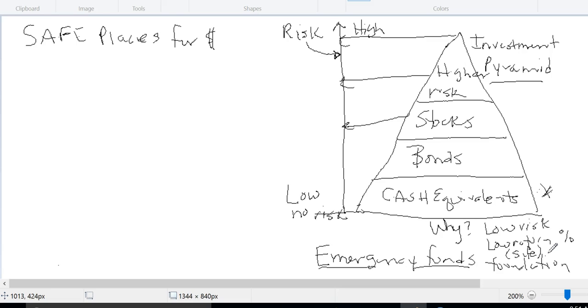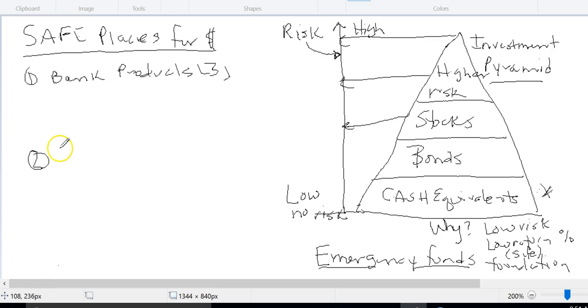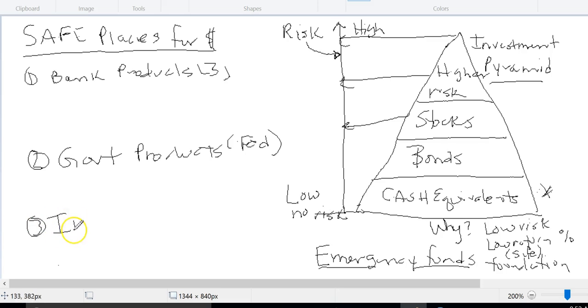So now, what are the cash equivalents where we can put our money and earn some interest if possible? They come in 3 flavors. The first flavor over here is bank products. And there are 3 types of bank products that we're going to be looking at today. The second flavor is government products. And when I'm talking about government, I'm talking about the federal government here. 3 types of federal government products. And then the last product is going to be an investment company product.